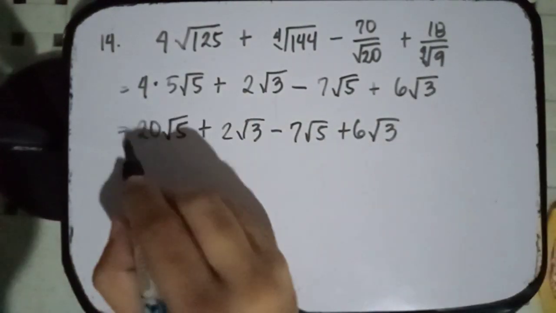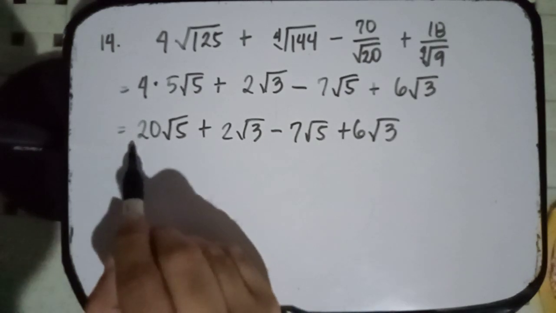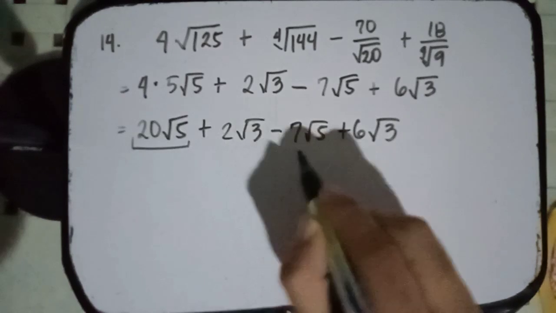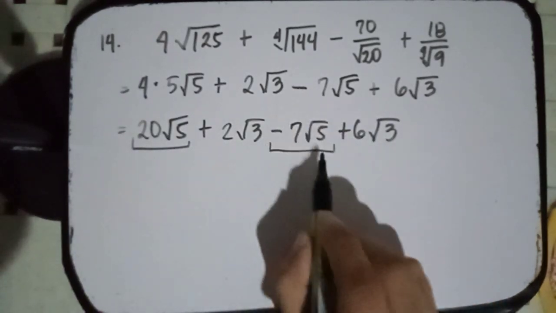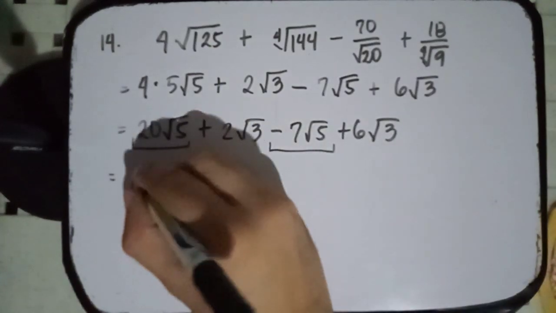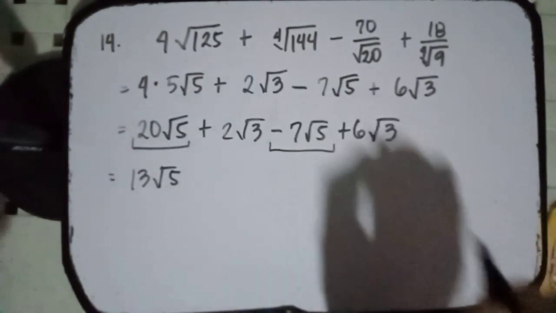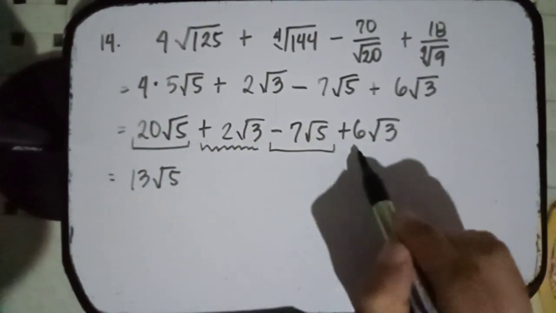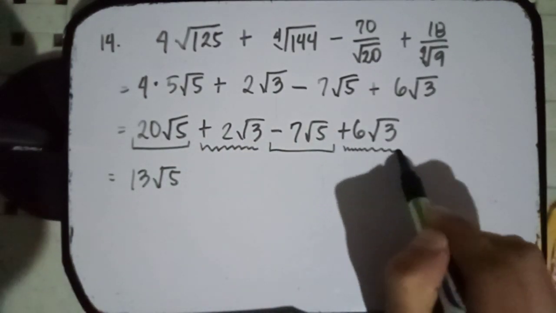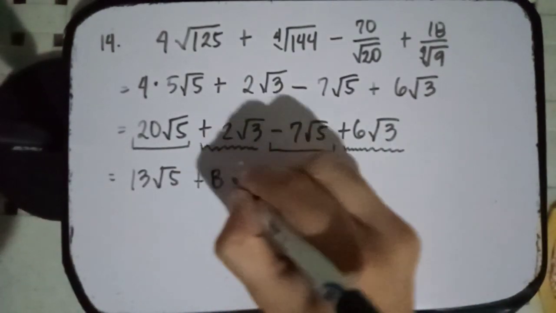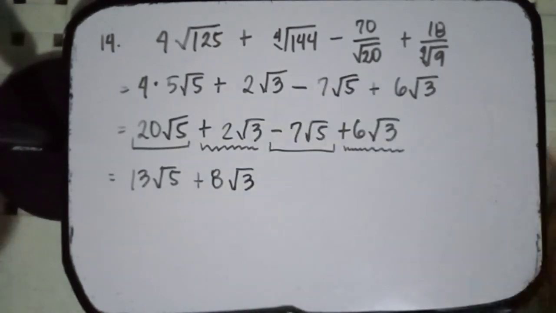Okay? Then we have radicals to combine, diba? So itong 20 square root of 5 at saka negative 7 square root of 5. So 20 minus 7 equals 13 square root of 5. On the other hand, we have positive 2 square root of 3 at saka positive 6 square root of 3. So 2 plus 6 equals 8. So 8 square root of 3.